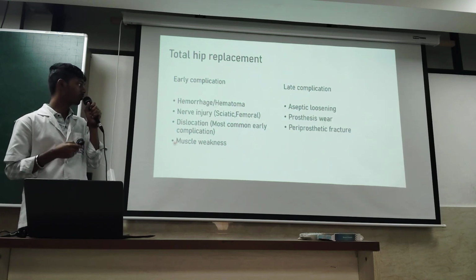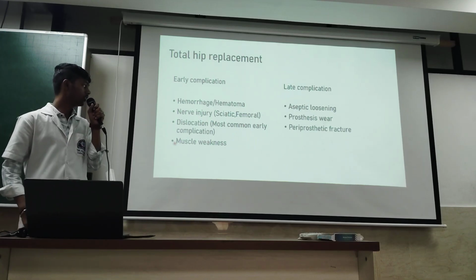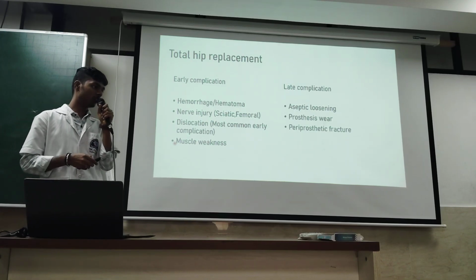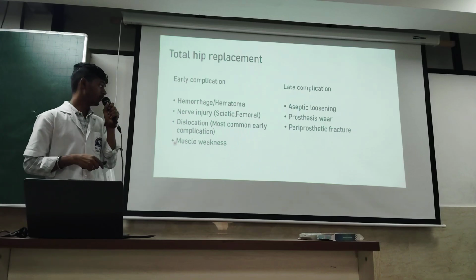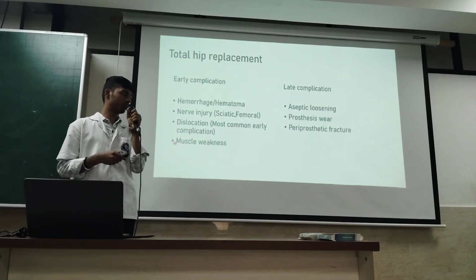There are high chances of nerve injury, mainly sciatic and femoral. And third is dislocation. In this, the implant gets dislocated after treatment. Next is muscle weakness. The strength of the muscle gets reduced.